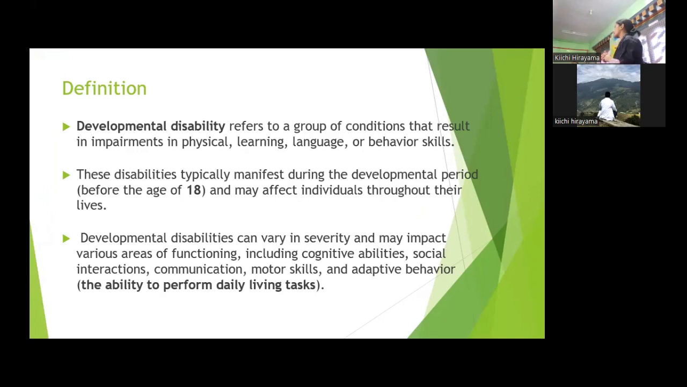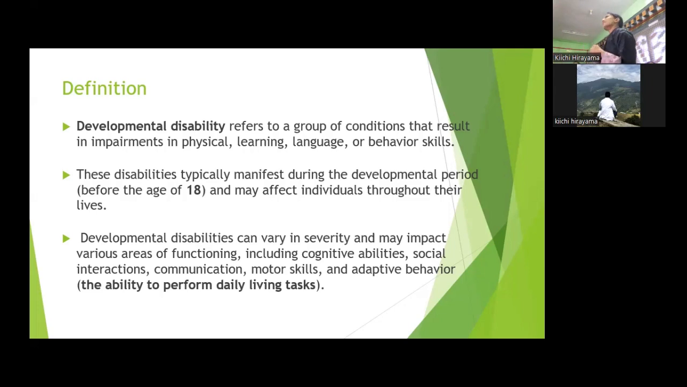When we first talk about a disability, the first thing that we think of is physical disability. But disability is not limited to physical disability. When we talk about disability, it refers to everything: physical, learning, language, or behavior. The term developmental disability refers to a group of conditions that result in impairment in physical, learning, language, or behavioral skills. Usually, developmental disabilities occur during the early stage of child development.